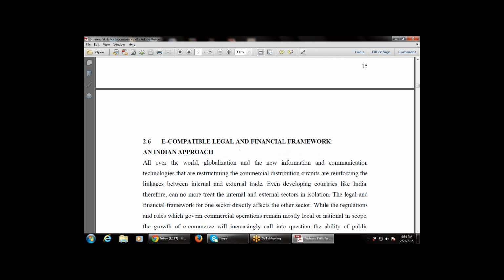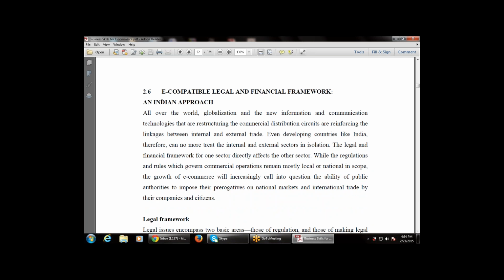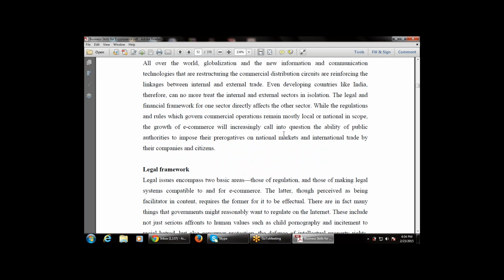That is also available for e-commerce. So we have studied the Indian approach in the last class, that is, the various rules and regulations that will be followed for e-commerce, and what public authorities will engage in the national market and the international trade by their companies and citizens.